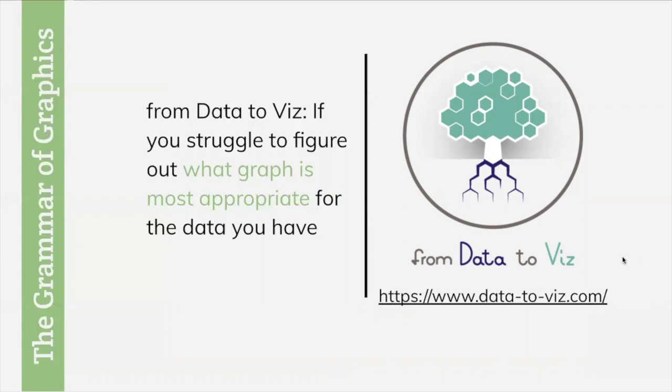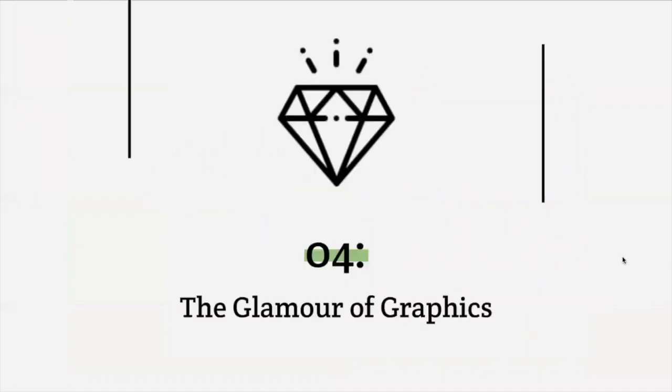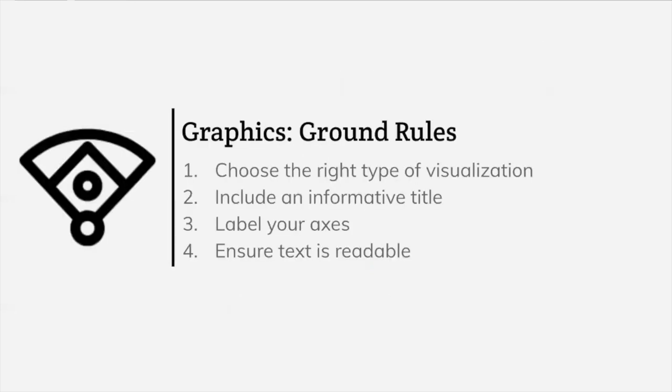Okay, so we talked about the grammar of graphics where you have data, you figure out what's going to be on each axis, and then what geometry you're going to use to make that plot. How do you go from an okay plot to a great plot? We saw a little bit of that with the ticket volume processed graph, but let's put some ground rules around this. The ground rules here for visualizations is that first you have to choose the right type of visualization.